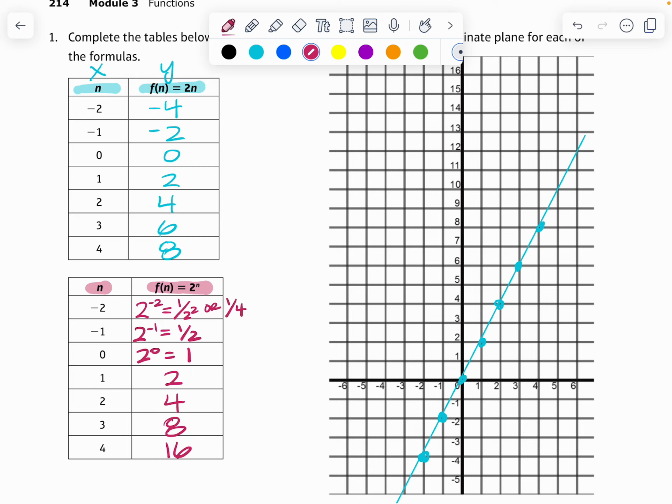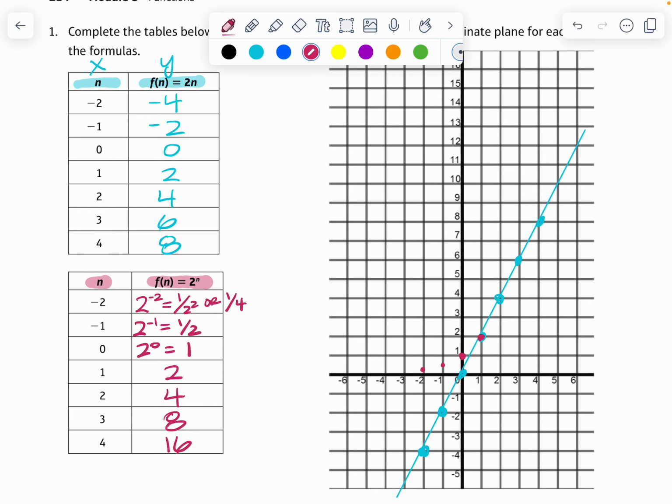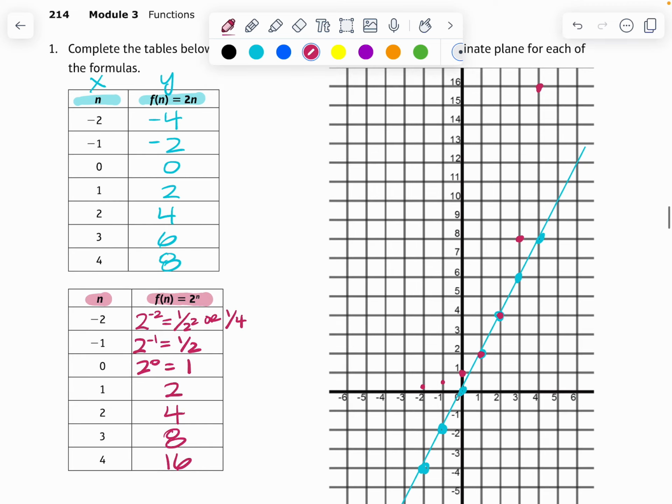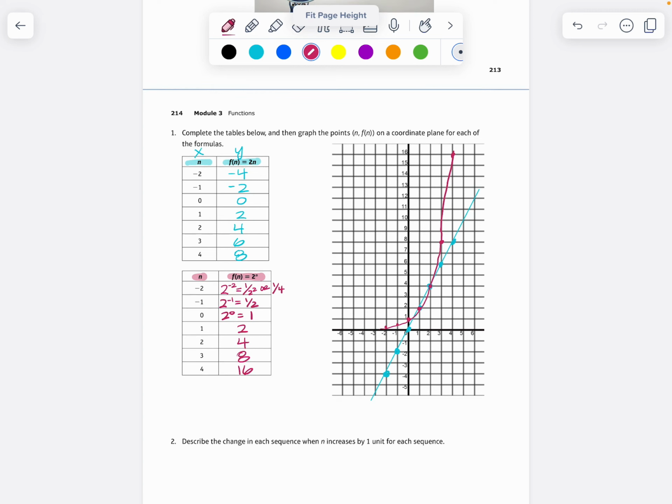So if I have -2 and 1/4, really tiny down there. -1, 1/2. At 0, it's 1. And then we have 1, 2. Look at that, they intersect. 2, 4, 3, 8, 4, all the way up here, 16. And if you kind of follow that, look at that trend. Woo, that is not the best line. All right, that is an example of exponential.